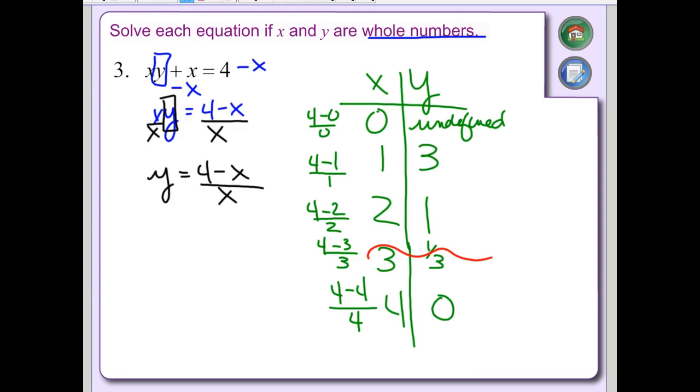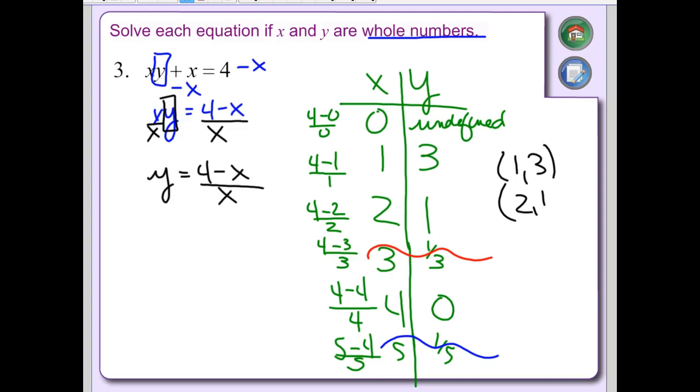Okay, one more, just because we can. Let's try 5. What happens? We've got 5 minus 4 over 5. And now we're going to end up with what? 1/5. Okay, and we're going to have to reject that one. And hopefully you realize, hey, I'm just going to start getting all these fractions now. So how many whole number solutions did we have? Well, we had 1, 3. We have 2, 1. And we have 4, 0. So we had 3 whole number solutions.